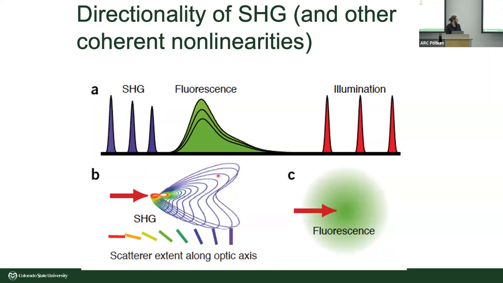And then again, this coherence. So this is a nice picture of what I've said in words a few times. If we have second harmonic generation, this is showing us the radiation patterns that are generated from a rod that's oriented in different dimensions, color coded here. Whereas the fluorescence is always emitted out into all directions and it just looks like a big blurry spot.